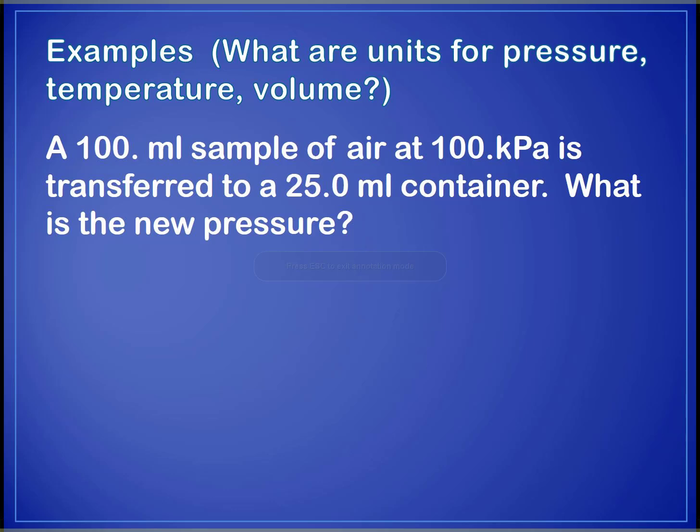So in this first number, 100 milliliters, this is a volume unit. And because it's my first volume unit, I'm going to call it V1. And this next number is a pressure unit, and they will go together. If you read the sentence, 100 milliliter sample of air at 100 kilopascals. So those two values go together. So that's my situation 1.